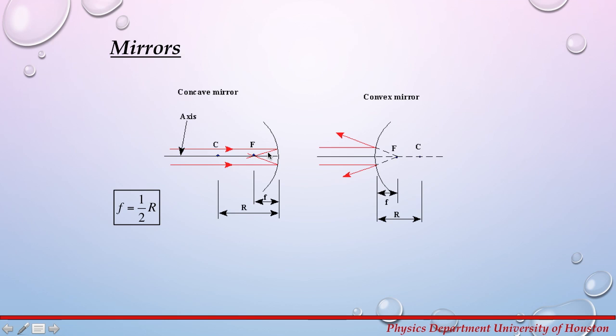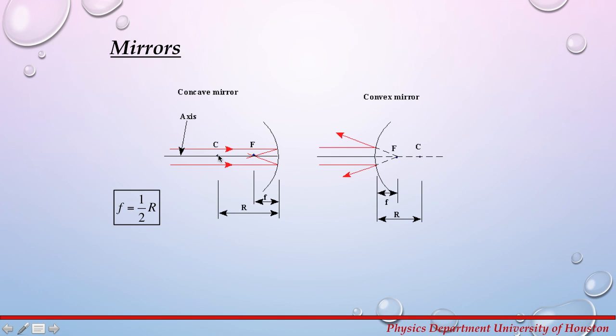For a concave mirror, the focal point and the center of curvature are on the same side of the reflecting surface of the mirror. When parallel rays of light reflect from a convex mirror, they diverge as if they are originating from a focal point. For a convex mirror, the focal point and its center of curvature are behind the reflecting surface of the mirror.